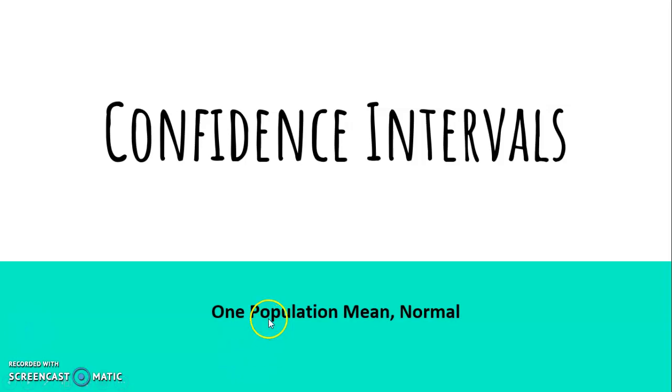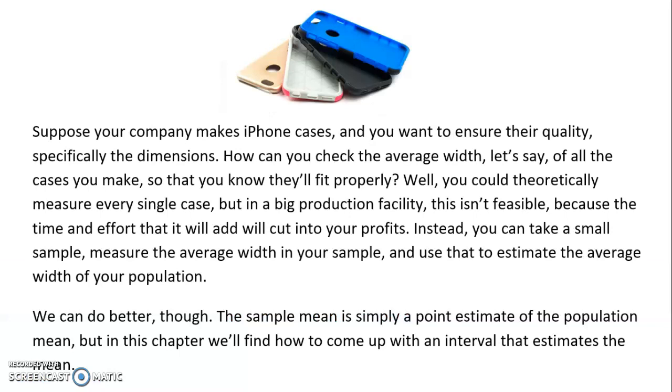This video is confidence intervals for one population mean for a normal distribution. Suppose your company makes iPhone cases and you want to ensure their quality, specifically the dimensions. How can you check the average width, let's say, of all the cases you make so that you know they'll fit properly? Well, you could theoretically measure every single case, but in a big production facility, this isn't feasible because the time and effort that it will add will cut into your profits.